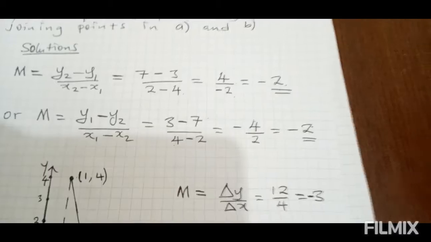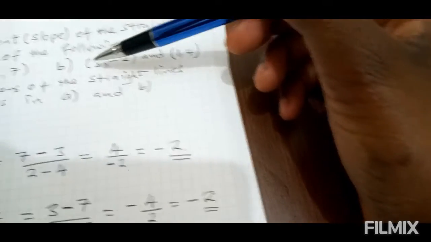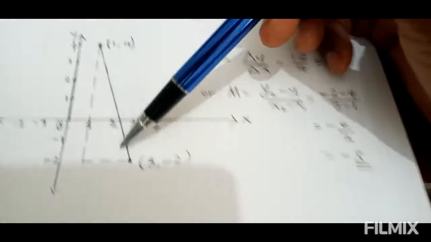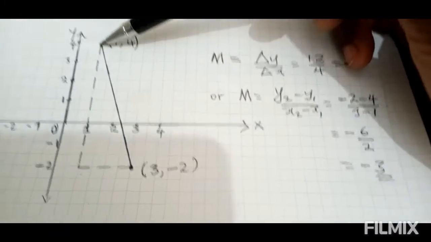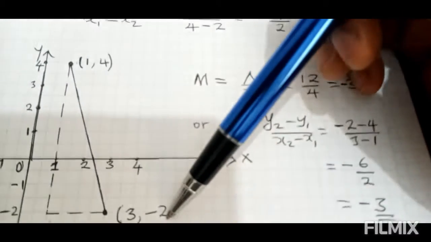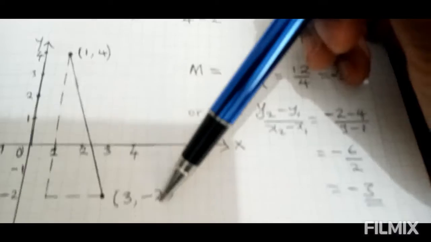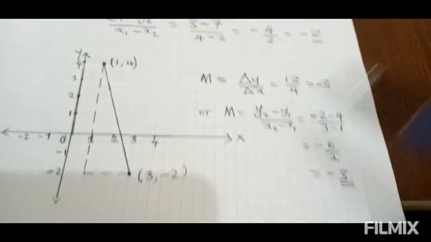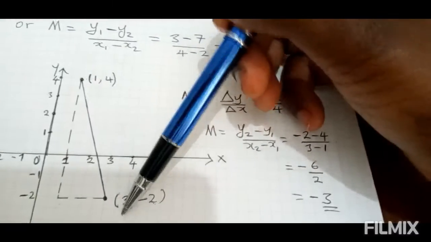Then let's do B. For B, we have 3, -2 and 1, 4. So I have plotted these points on the Cartesian coordinate plane. We have 1, 4. This is the point. Then we have 3, -2. All right, I made a mistake. Now we join these points. This is the line.